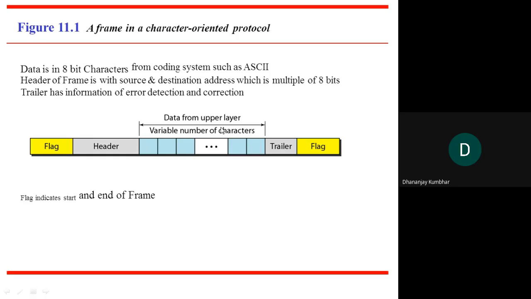Now, in the character oriented protocol, whether it is a flag, header, data, or trailer, all of those will be multiples of 8 bits only. That means, in the earlier days when this computer networking system was designed, all processor sizes were 8-bit only.